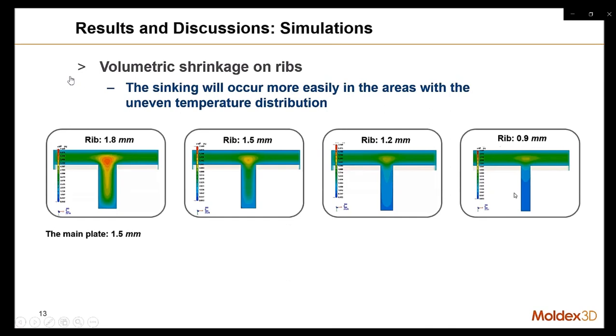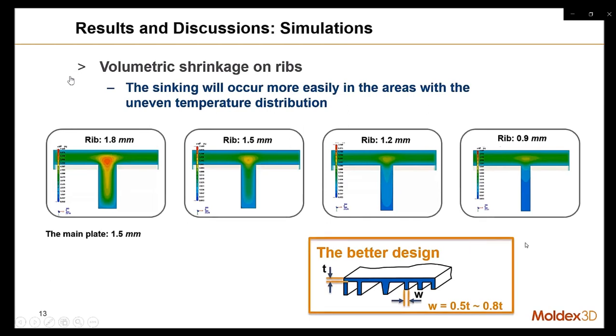And when the ribs are thinner, the volumetric shrinkage in the rib area can be ignored. So it also matches the suggestion we mentioned earlier. We suggest using a rib thickness of 50% to 80% of the thickness of the main plate.